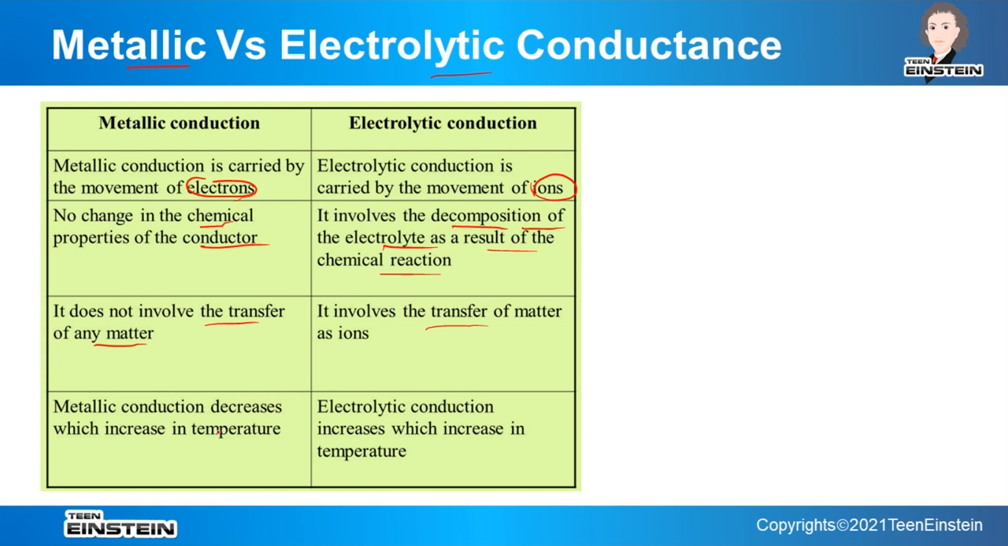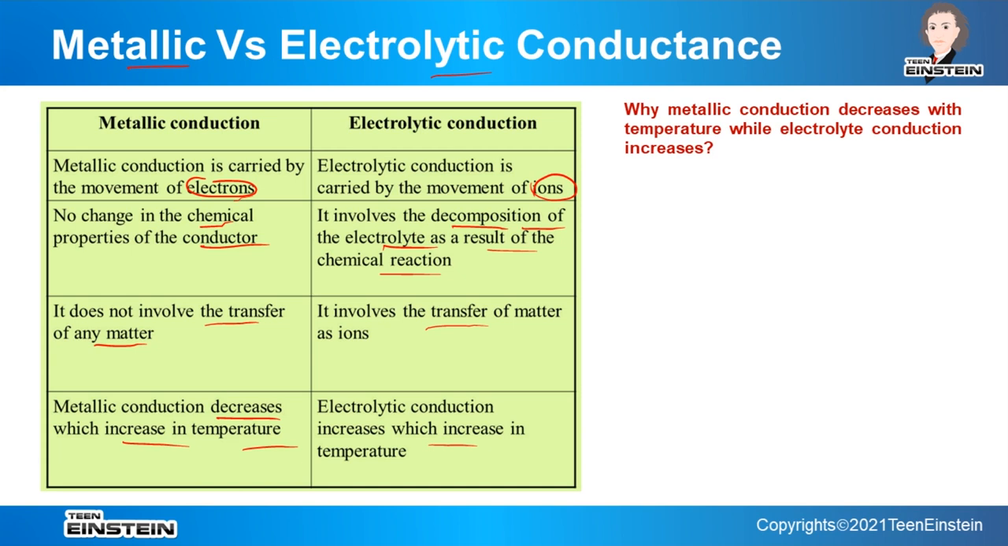And the last point, which is very important: metallic conduction decreases with increase in temperature, but here it is proportional with temperature. What is the reason behind it, why metallic conduction decreases with increase in temperature, that we have to know.